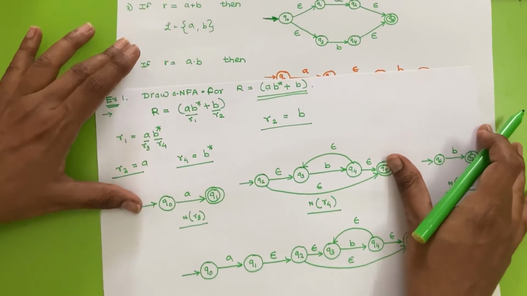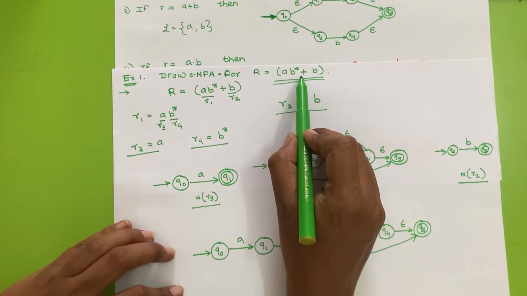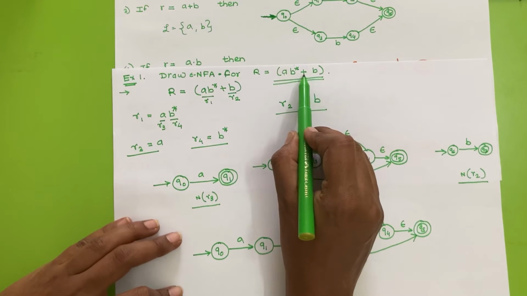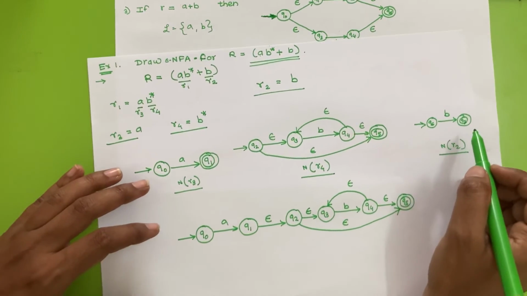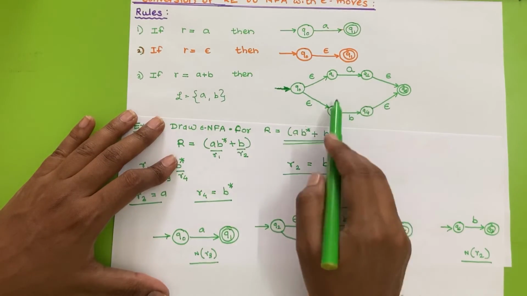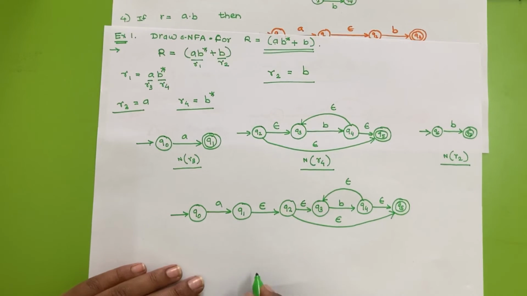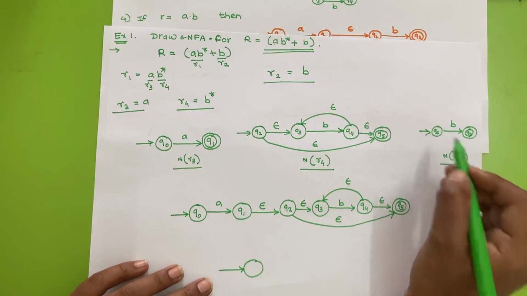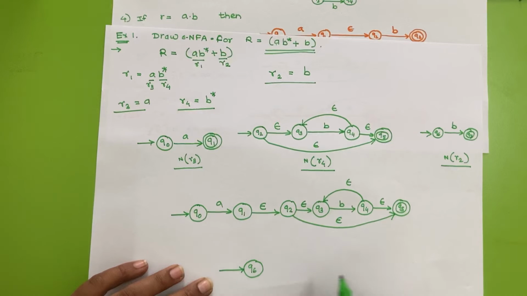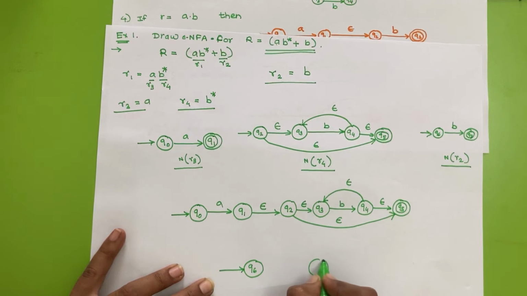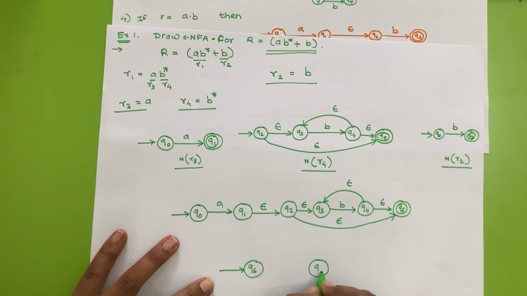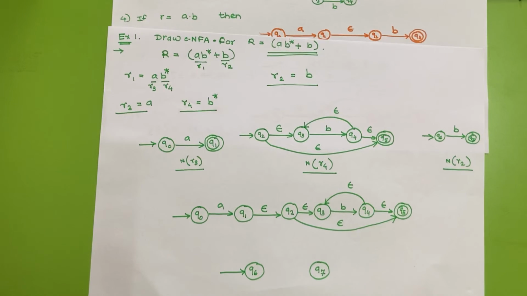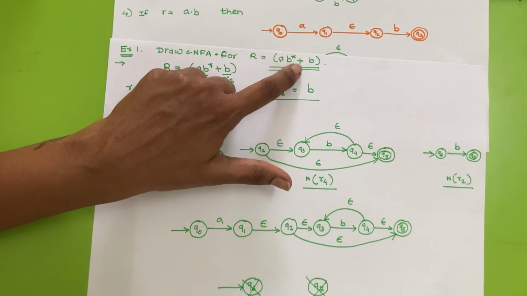Now we have to use the plus operator in between A, B star plus B. We already have the diagram for B, so we have to follow the third rule here. The diagram of B will be appended here. Now this will be converted into an intermediate state, that is Q6, and this will be converted again into an intermediate state, that will be Q7. Now draw the diagram for A, B star plus B.